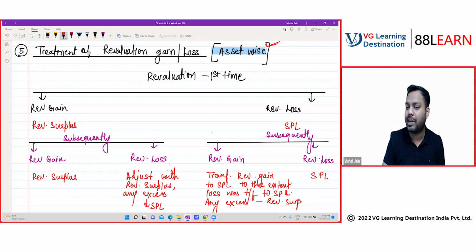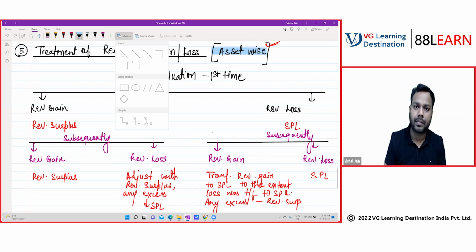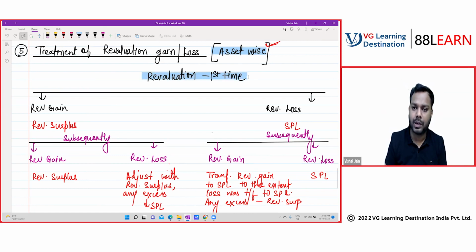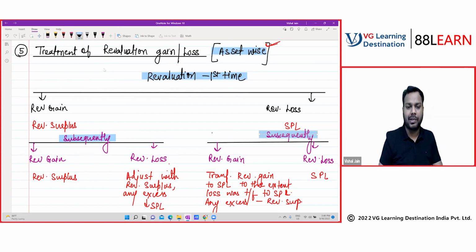Are you understanding the logic, guys? Is it clear, everyone? Come on, guys, please confirm. Okay, fair enough. Let me take up examples now so that it will give you better clarity.